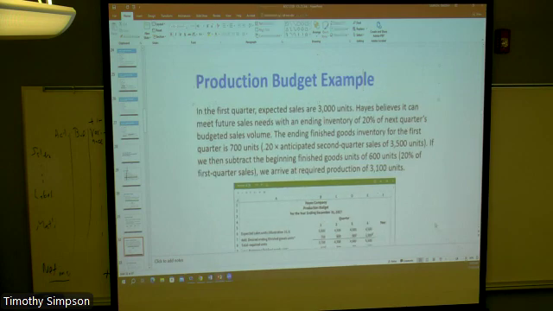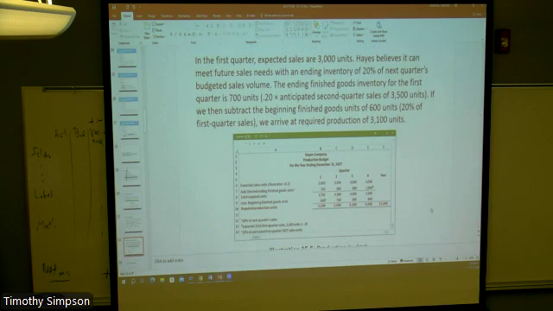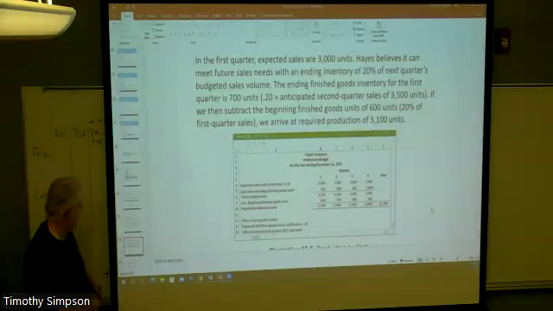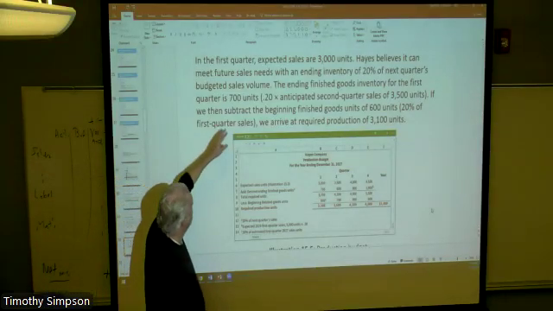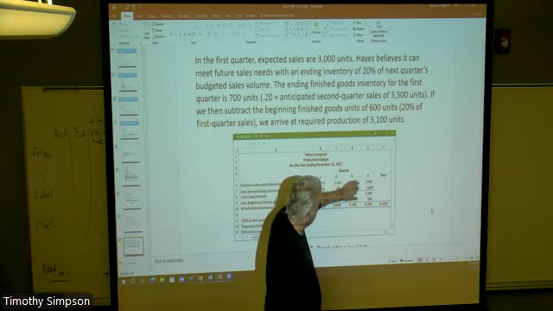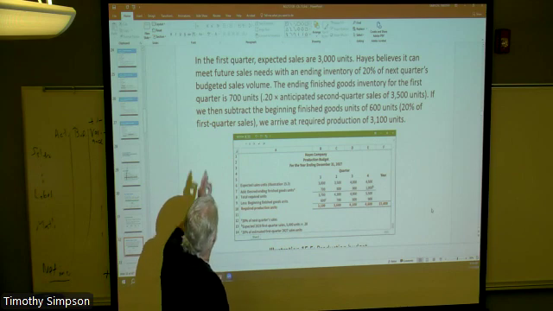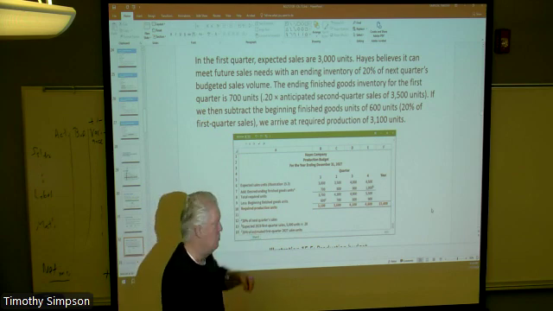Okay, so here we go. In the first quarter, we go back to what we talked about a second ago, where we have expected sales in the first quarter of 3,000 with a growth of 500 units per quarter as we progress throughout the year. And we expect future sales needs with an ending inventory of 20% of every successive quarter's sales.